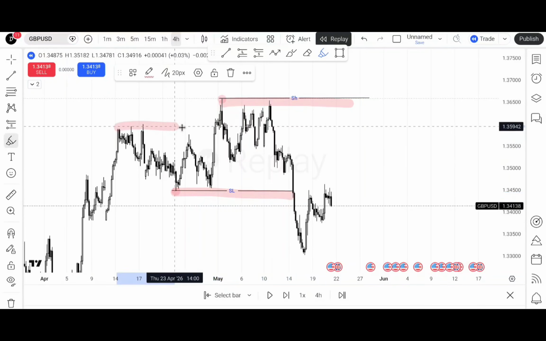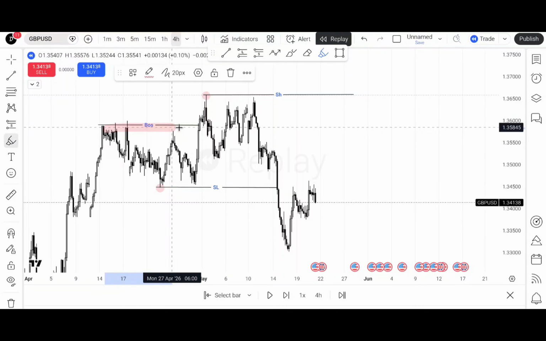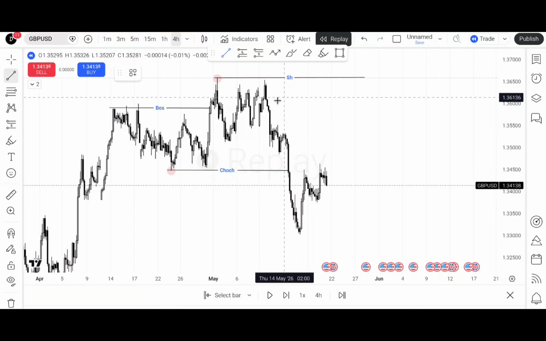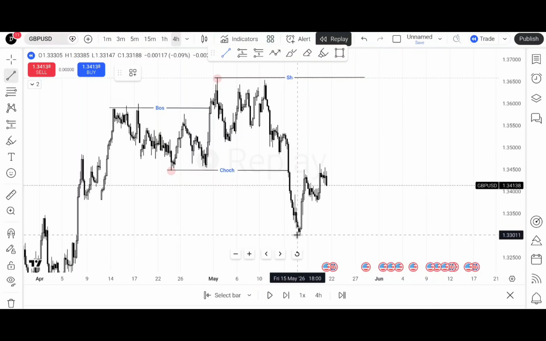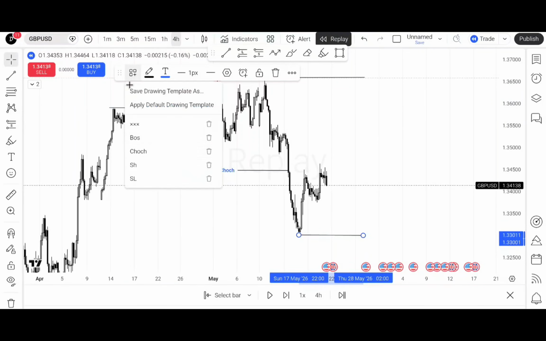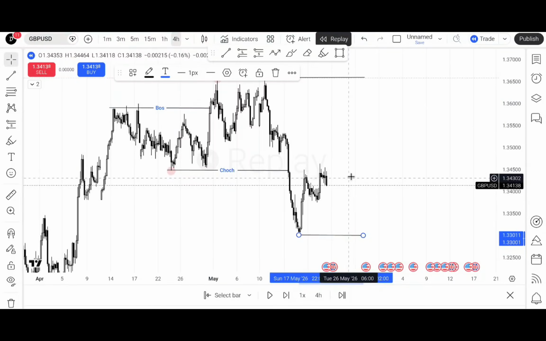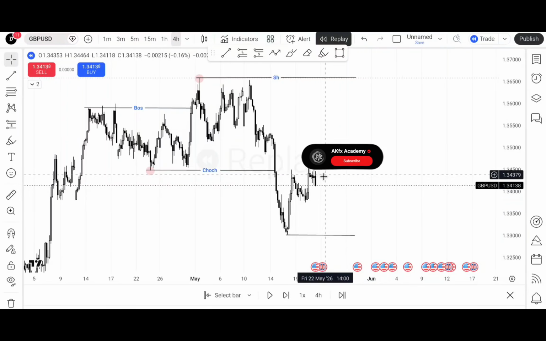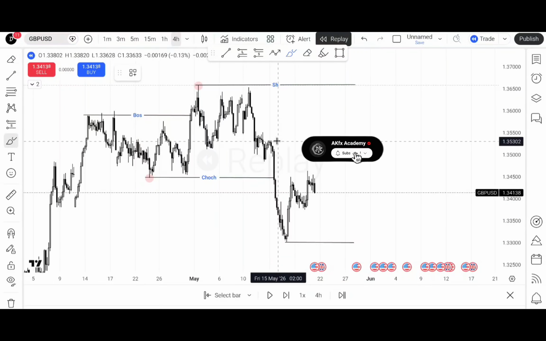Since this here was a break of structure, let me quickly mark it out. Now we have a break of structure here, and then we have a change of character here. So the next thing we want to do is to mark out the lowest point the market traveled to. This is the lowest point. That means that this place here is our swing low. Can you see that? This is the lowest point the market traveled to. This here is basic market structure.